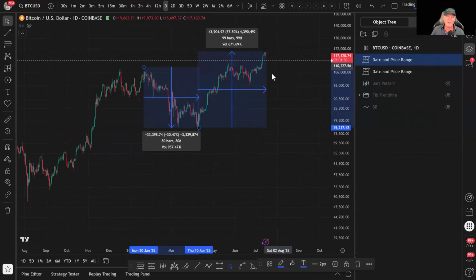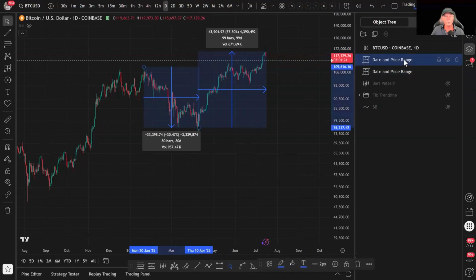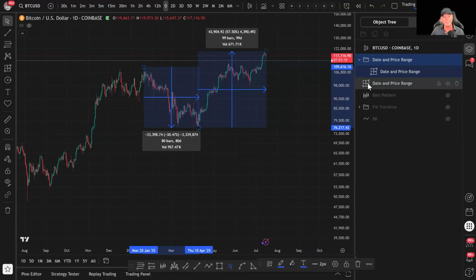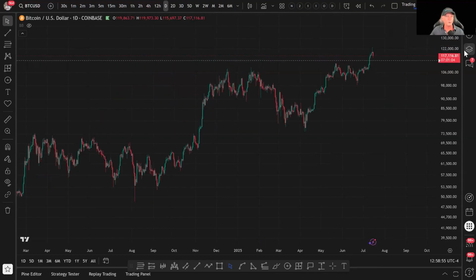Again, go over to the object tree. We can highlight those and use a shift to highlight the other one, and then I can create a folder and just call that something else. Call that date and price. There you go. You can call it whatever you want. And then you can drag these into the same folder so that you can turn them off and on at the same time. Okay, there we go. Pretty cool. What else? So moving right along here.